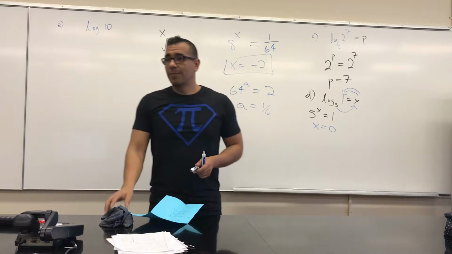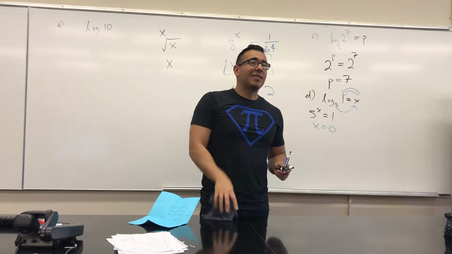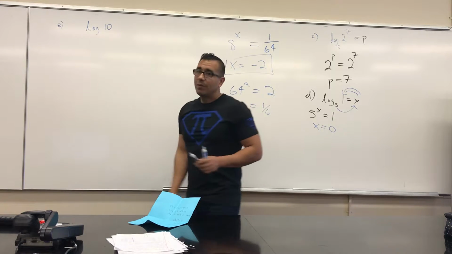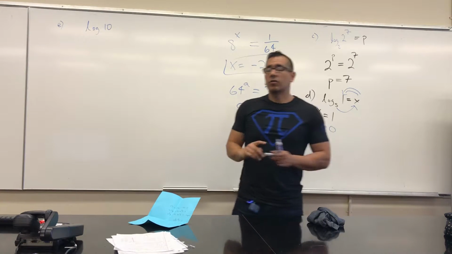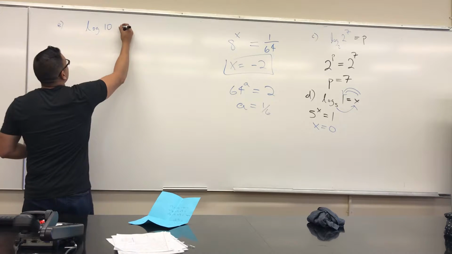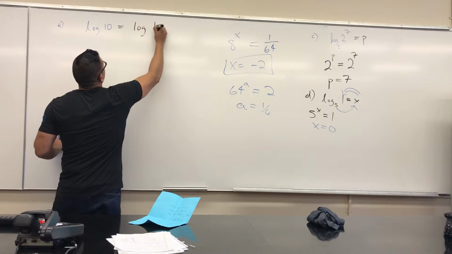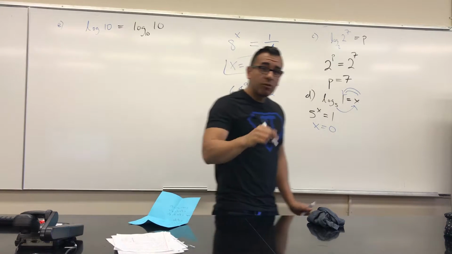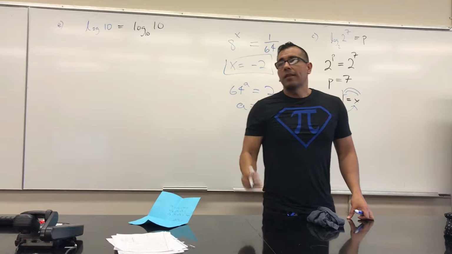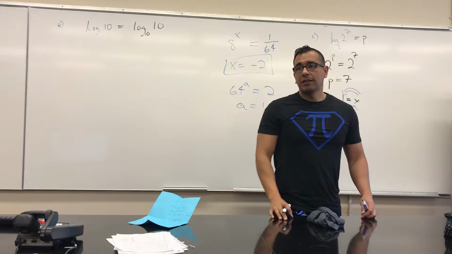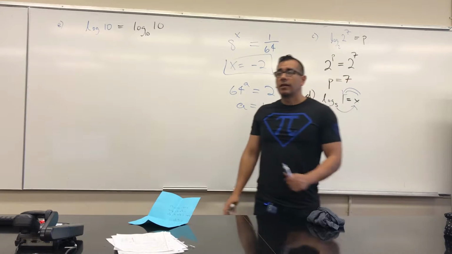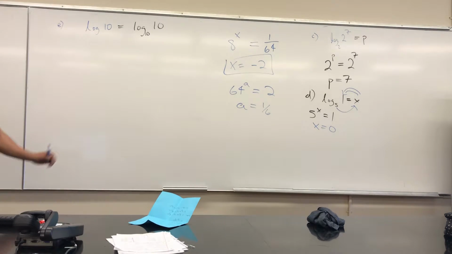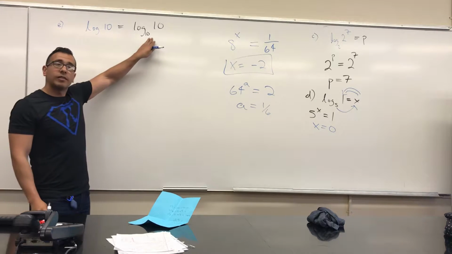So for logs, whenever you do not see the base, we make an assumption. Whenever you don't have the base, this is the same thing as log base 10. So whenever they don't give you the base, whenever they don't write down the base, then it's base 10. That's a definition right there. Whenever they don't give us that base, you know it's 10.